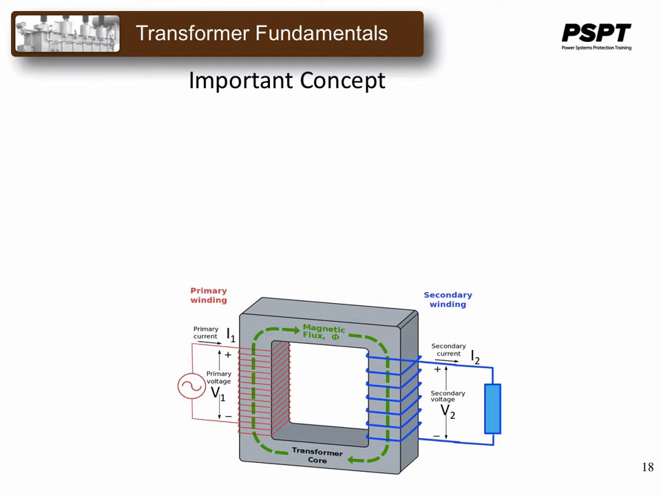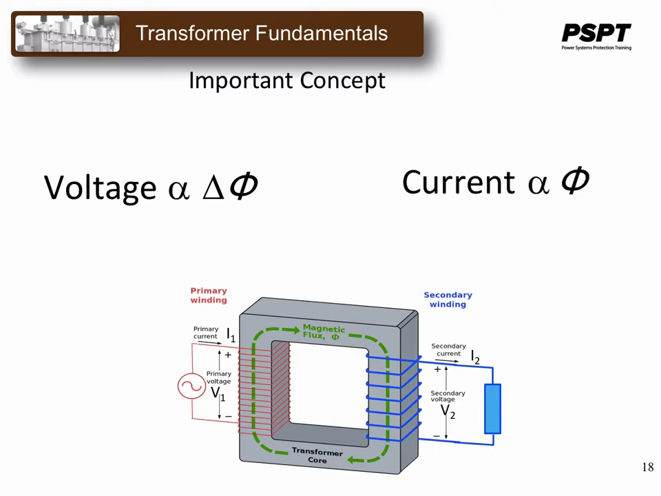So keep in mind that voltage varies as the changing flux, or voltage varies as delta flux, if you want to call it that, and current is proportional to flux. These are two concepts that you have to keep in mind anytime you're doing analysis. Sometimes you lose track of that, but the voltage varies as the changing flux, and the current changes with the flux.